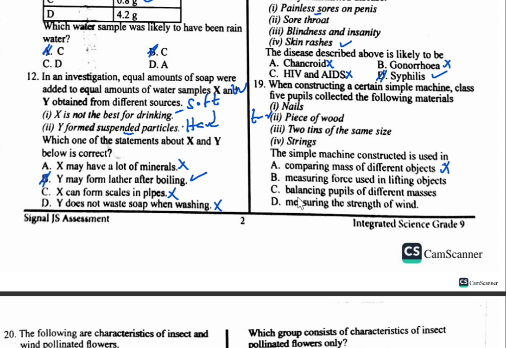What about part C, balancing pupils of different masses? This is a measuring force. This is not true. Also, measuring the strength of wind. You can use things like a windsock, and therefore, the correct option is B. Measuring force used in lifting objects. So, you're going to measure the forces used in lifting objects, and therefore, the correct option is B.